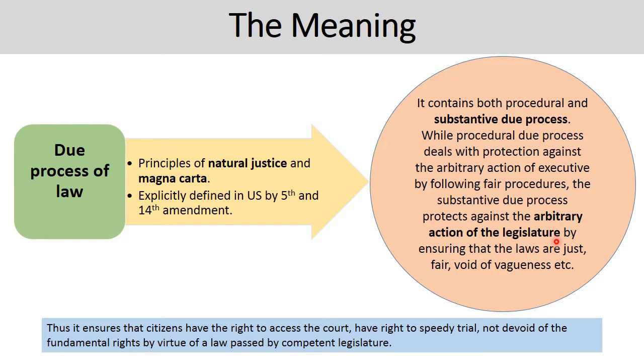The court goes into the substance of the act, it goes into the substance of the law to see if such a law that has been enacted is just, fair, void of vagueness, etc. Void of vagueness means that the law is understandable by everyone. Now, if a common person doesn't understand the law, how can they follow it?